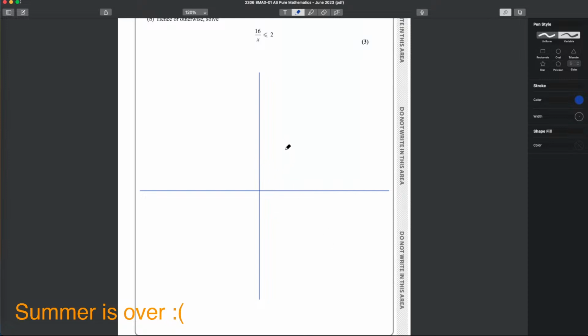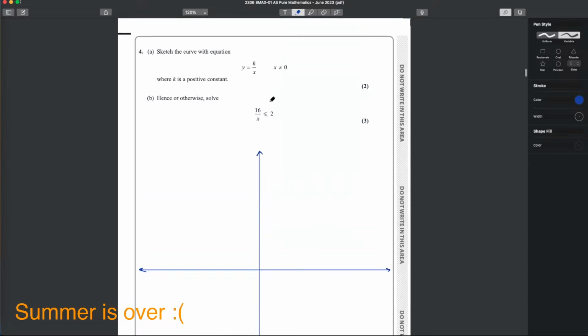Graphs, geometry, trig, and algebra. Cool. Sounds like you're pretty comfortable so far, or that's what it sounds like from your message. Okay.